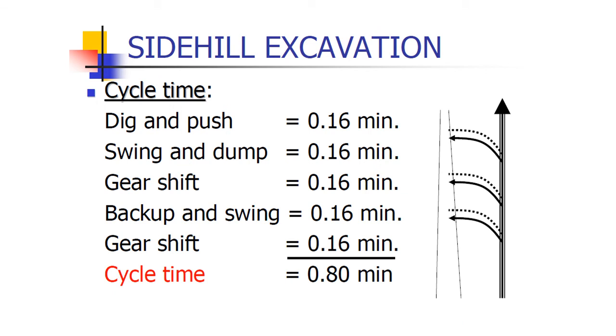However, side hill excavation is different. In side hill excavation, you are dumping on the side hill. So you're not digging then going to travel and dumping. No. You are excavating and dumping at the same time, or you are pushing and dumping at the same time. So you dig and push, then you swing and dump, then you shift gears, then you back up and swing and shift gears again. You could notice that all of these cycle times, by the way, are not a holy book. These are average times. So you could see that this average of 0.8 minutes is a fixed cycle time.